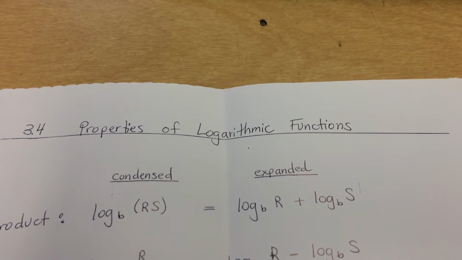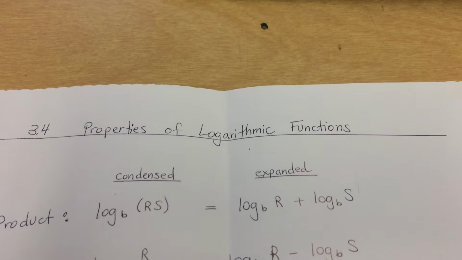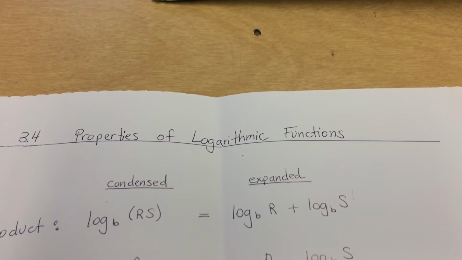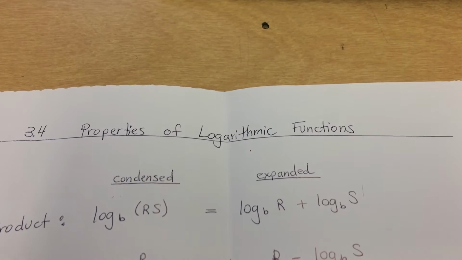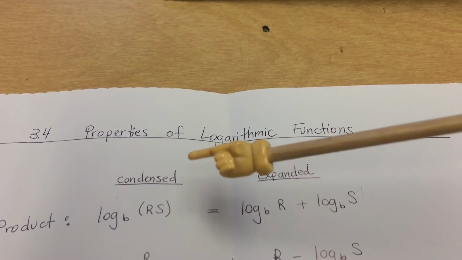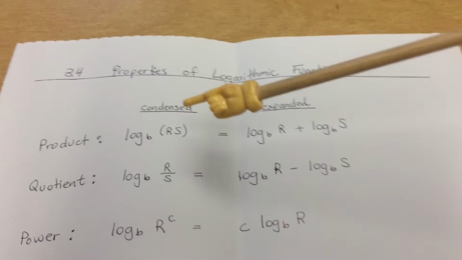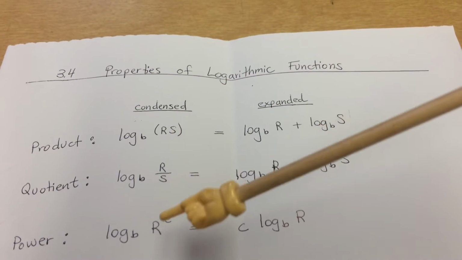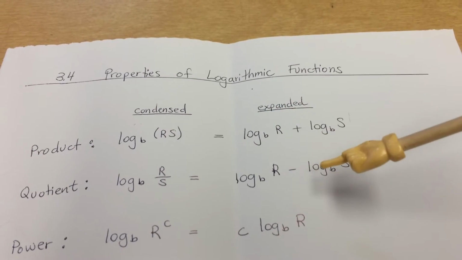This section's on 3.4, properties of logarithmic functions. So what we're going to do is take three different properties of logarithms and work with those. Two things that we're going to do with the properties is condense and expand. To condense is going to be something similar to this. We're going to make it nice and tight, and then to expand it, we're going to make the equation bigger than what it's supposed to be.